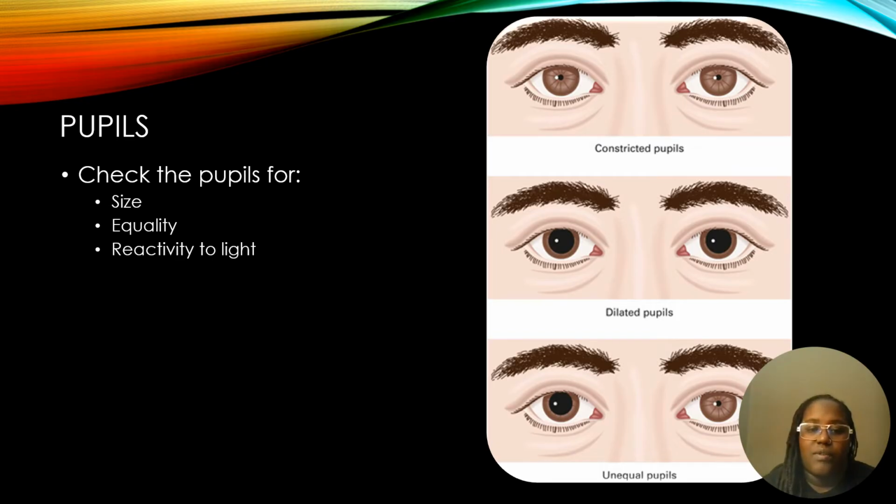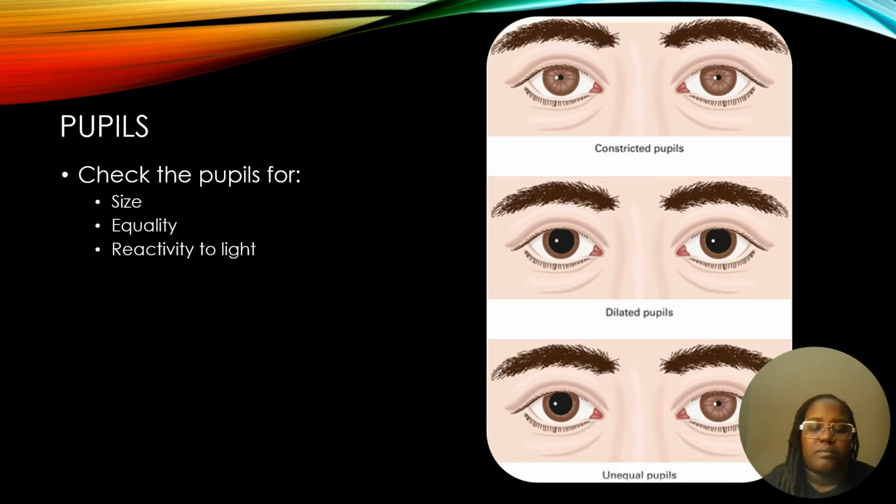So size is going to refer to if our patient's eyes are dilated or constricted or somewhere in the middle. Each of these can indicate different things, right? If their eyes are dilated, it could indicate that the patient may be in cardiac arrest, in which case it is going to be fixed and not going to react to the light at all, or it may indicate that they're on some type of a drug. Same thing with constricted pupils. It may indicate that they're on some type of a drug, specifically opiates.